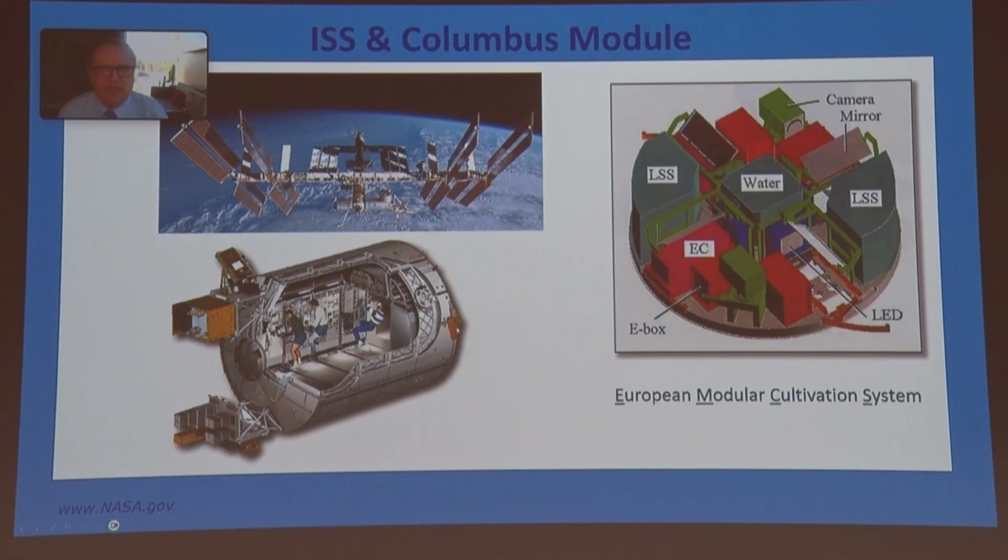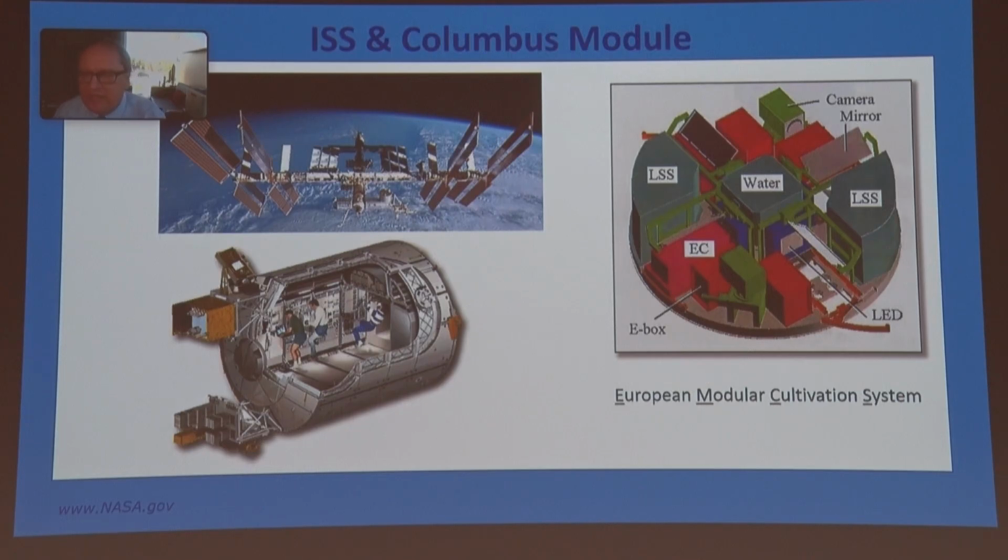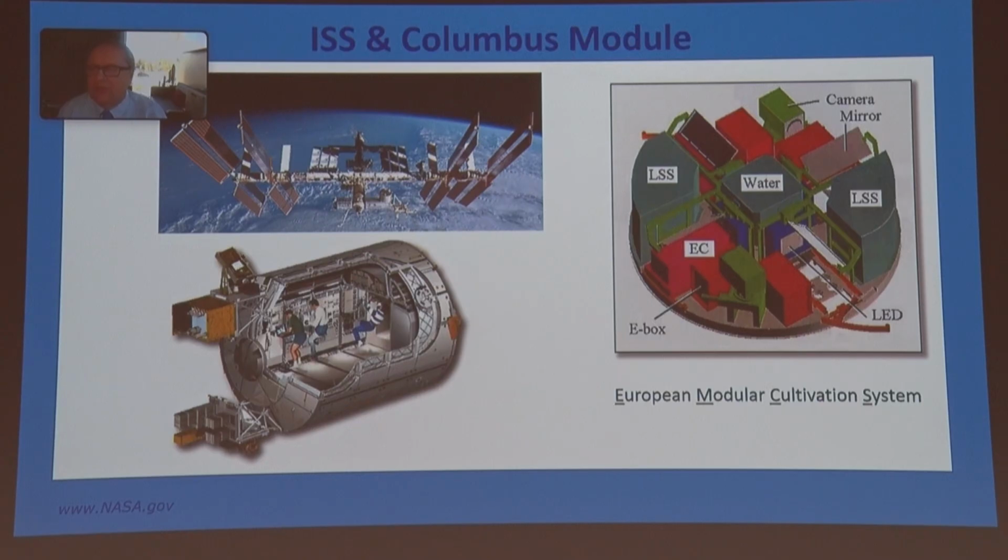We used a laboratory facility that was built by the European Space Agency, and the experiments were done in the Columbus module of the International Space Station. And the device, the incubator we used, was the EMCS, European Modular Cultivation System. And this system was really designed to grow plants, and particularly small plants. And it has a watering system, lighting system.